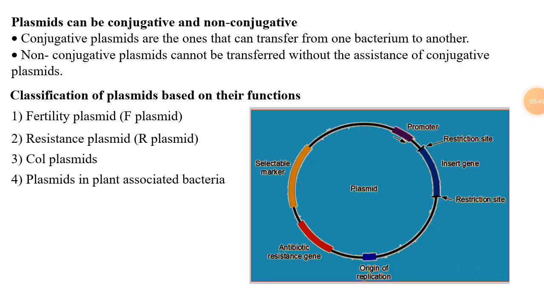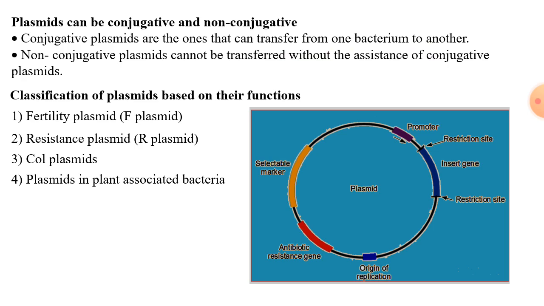Plasmids can be conjugative or non-conjugative. Conjugative plasmids are the ones that can be transferred from one bacterium to another, while the non-conjugative plasmids cannot be transferred. These non-conjugative plasmids can be transferred with the help of conjugative plasmids sometimes. One of the characteristic features of F plasmid is it is a conjugative plasmid that helps transferring of non-conjugative plasmids.